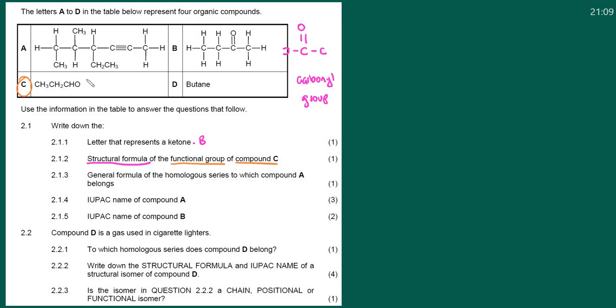Okay, but then here, this would be your what? It should be your aldehyde because it is CHO. So they don't want the name of that. They only want the structural formula of the functional group. So it means for 2.1.2, we should have drawn C, the carbonyl group bonded to the hydrogen. That is how you are supposed to draw it. Then you would get your 1 mark.